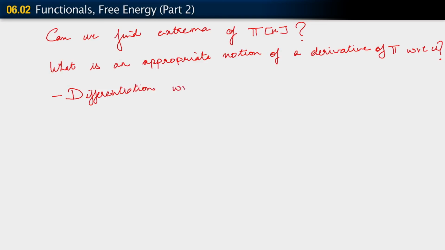differentiation with respect to a field, the field being u in this case. We need to appropriately define this notion. If we can define this notion, we can actually make progress towards talking about extrema and states of equilibria and so on. We are going to do that, but this is a good place to end this segment. We'll come back and define this notion of a functional derivative.